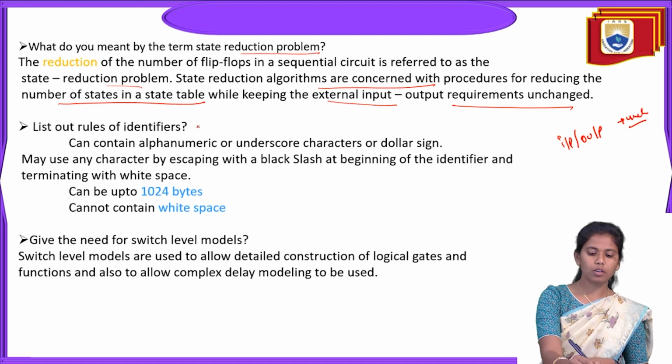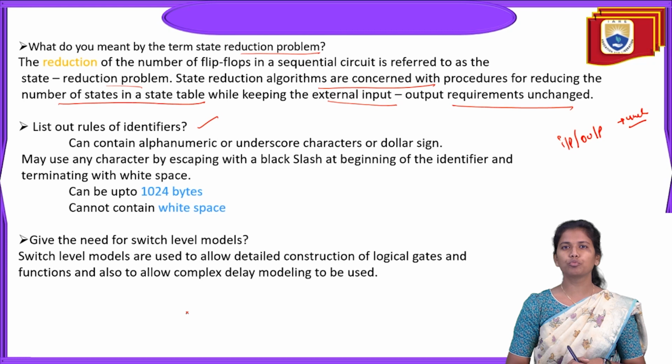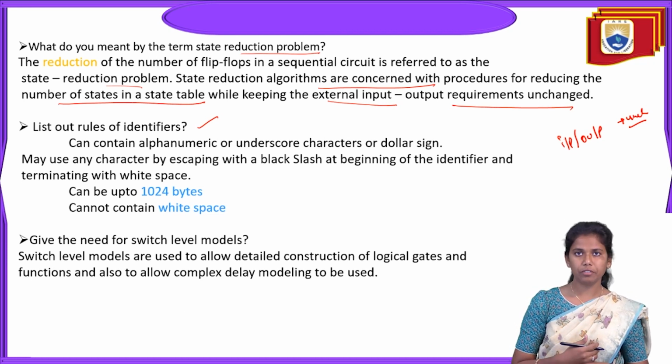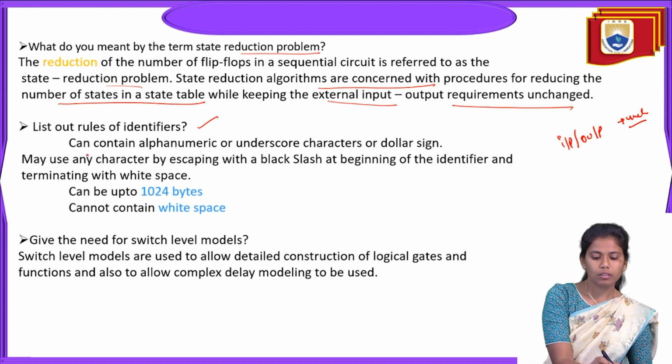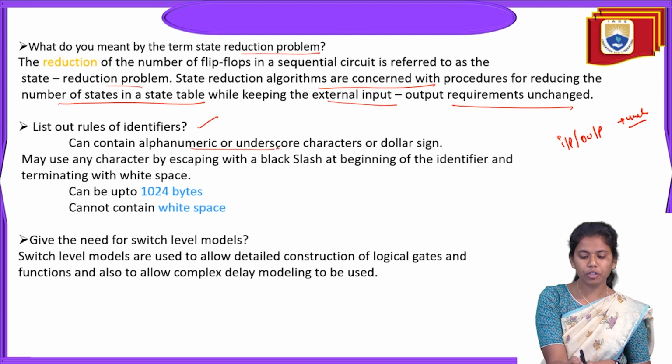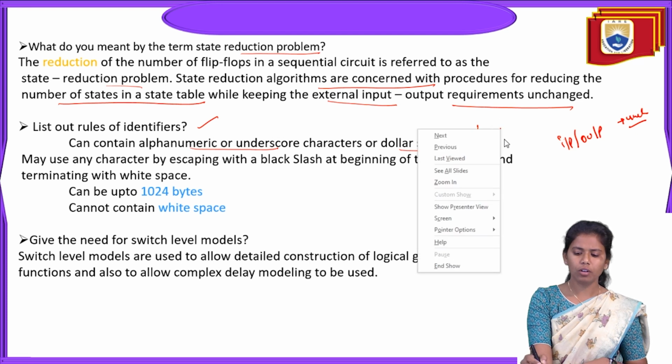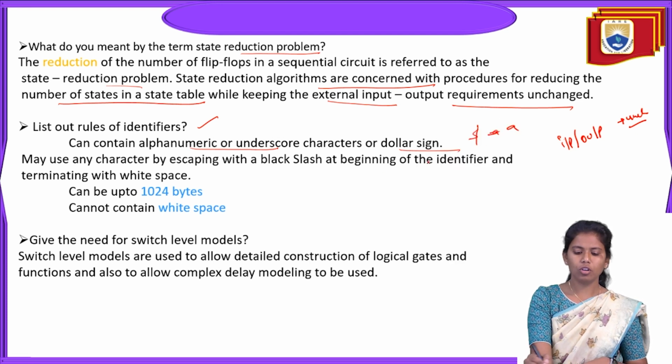Then what are the rules of identifiers? There are some rules to follow if you are considering identifiers in your code. So what are those rules? The identifier can contain alphanumeric characters, underscore characters or the dollar sign. Alphanumeric, or underscore, or dollar. So this is one of the rules for an identifier.